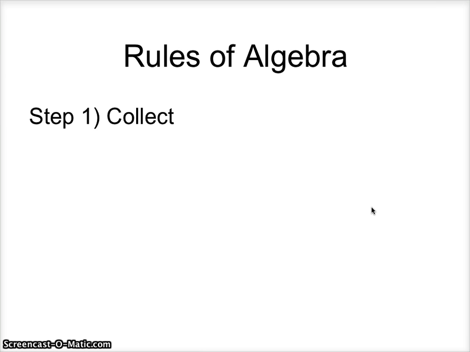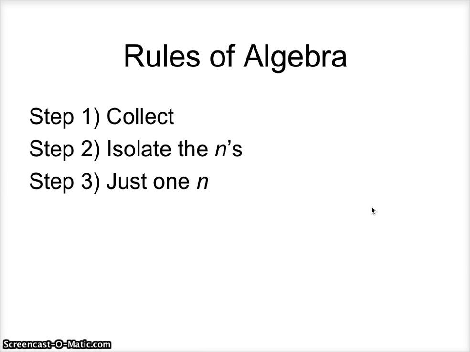We still have our same 3 rules of algebra. We still have step 1, which is collecting. We still have step 2, which is isolating the ends. And we still have step 3, which is just one end. So those 3 steps are not going to change. What is going to change is just a couple of ways that we tackle numbers. So let's go over those.